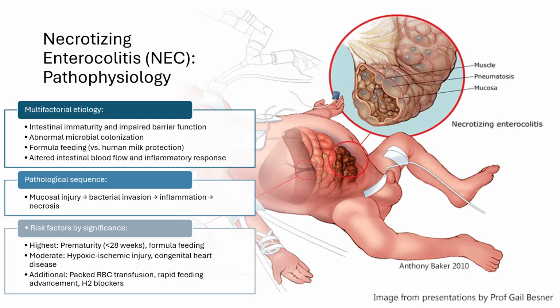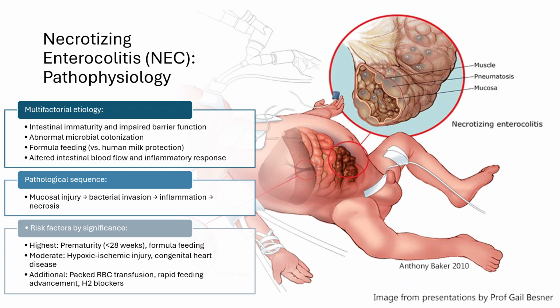Formula feeding versus human milk protection represents one of the most significant modifiable risk factors. Human milk provides remarkable protection through multiple mechanisms. It contains immunoglobulins that coat the intestinal surface, growth factors that promote barrier maturation, and oligosaccharides that selectively feed beneficial bacteria. Formula feeding increases NEC risk 6 to 10-fold because it lacks these protective elements and can actually promote the growth of pathogenic bacteria.